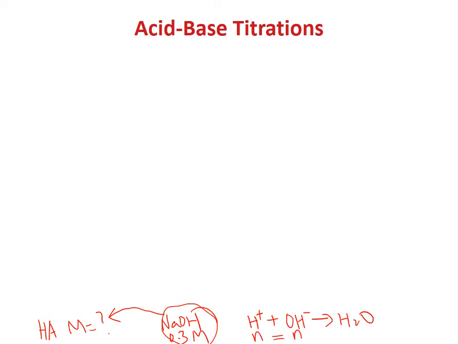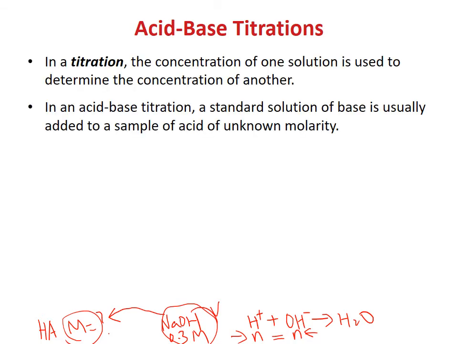And then because we know the volume, we know the moles of hydroxide, and therefore we know the moles of hydrogen ion, and therefore we can calculate the molarity of the acid in the solution. And this process is called acid-base titration. In a titration, the concentration of one solution is used to determine the concentration of another. In an acid-base titration, a standard solution of base is usually added to a sample of acid of unknown molarity.